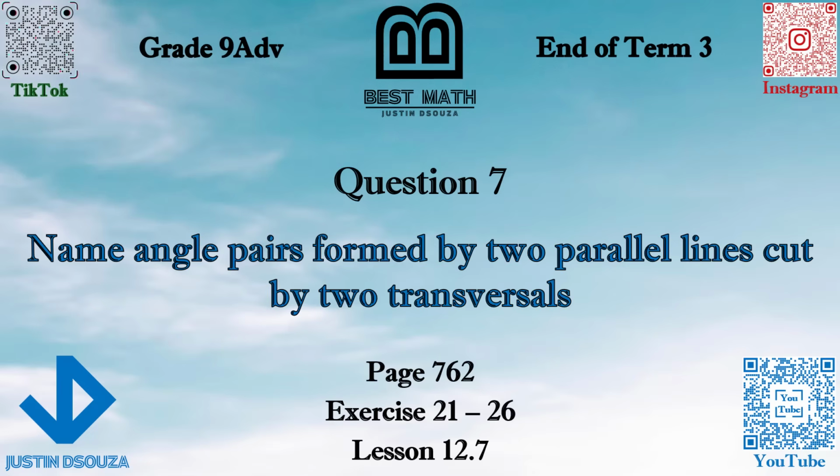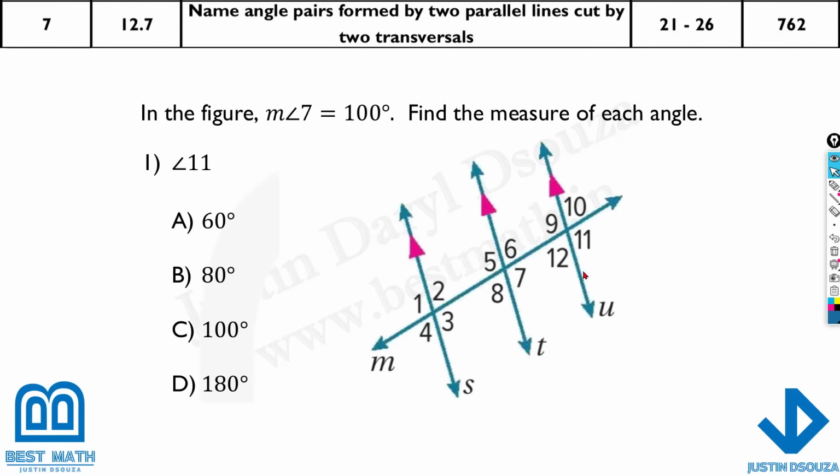In this question, we'll determine angles formed by the parallel lines and transversals. Here you can see in this figure, the measure of angle 7 is given to us, and they have mentioned it to be 100 degrees. So this is 100 degrees. What is the measure of this angle here, 11? Since they are all parallel lines and there's a transversal, they're corresponding angles, and corresponding angles are congruent or equal to each other. So it must be 100.